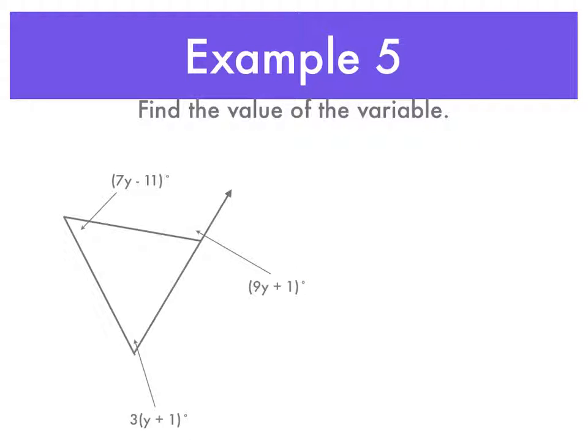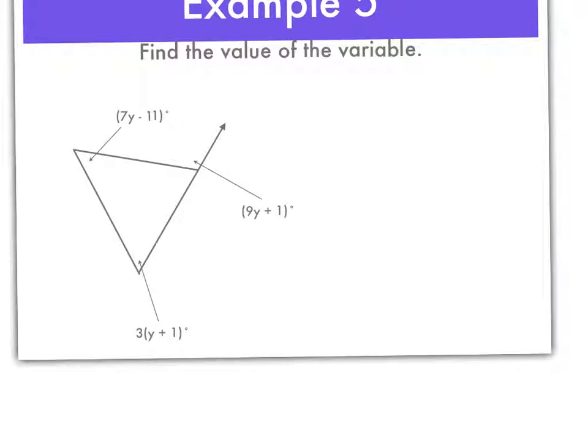Okay. So knowing that, what we just talked about, take a look at this picture. You've got an exterior angle here, and you've got interior angles here and here. So what relationship do I know about these things? How do these three angles relate to each other? Think about that theorem we just talked about. Go ahead, Keegan. What do you think? 7y minus 11 plus 3y plus 1 equals 9y plus 1.